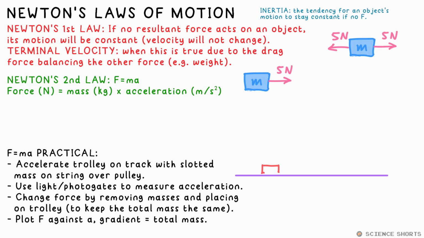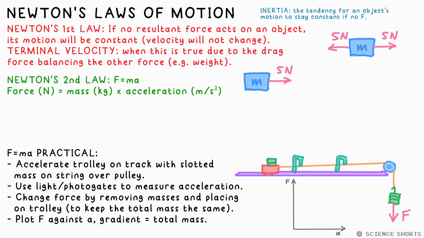We can prove Newton's second law by doing a practical. We use a trolley on a track being pulled by the weight of slotted masses hanging over a pulley connected by string. We can use light gates or photo gates to measure the acceleration between 2 points, then change the weight on the string. Just remember that whatever mass you take off the hanger must go on the trolley afterwards, as the force here is accelerating both the trolley and the masses themselves.